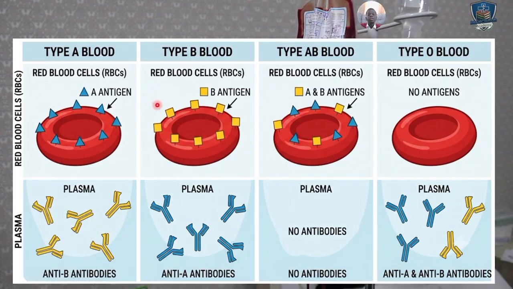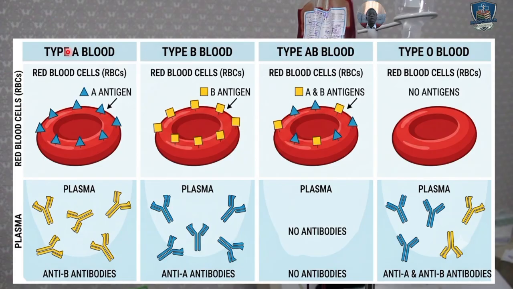So on the screen, you can see we have a table. This is what I was trying to explain. Number one, this table is a diagram. On the upper surface, I've got the red blood cells, and on the lower, we've got the plasma. One thing that you have to know is that the antigen is always found on the red blood cells. As you can see, the antigen is on the surface of the red blood cells, whereas the antibodies are found in the plasma. So that's number one.